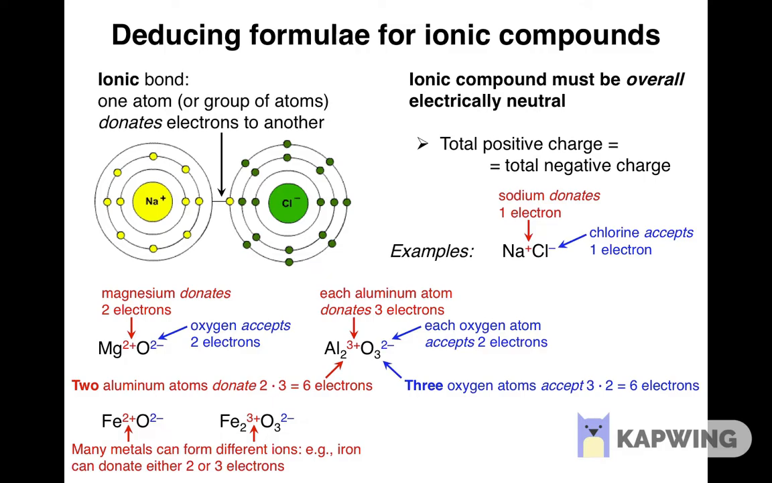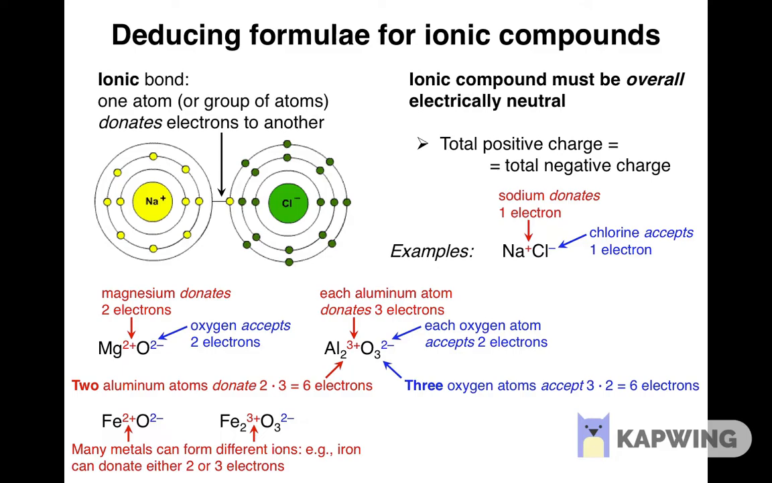For the first compound, each iron cation has charge 2+, and each oxygen anion has charge 2-. So in order for the compound to be electrically neutral, there must be 1 oxygen anion per iron cation. The empirical formula for this compound is then FeO.